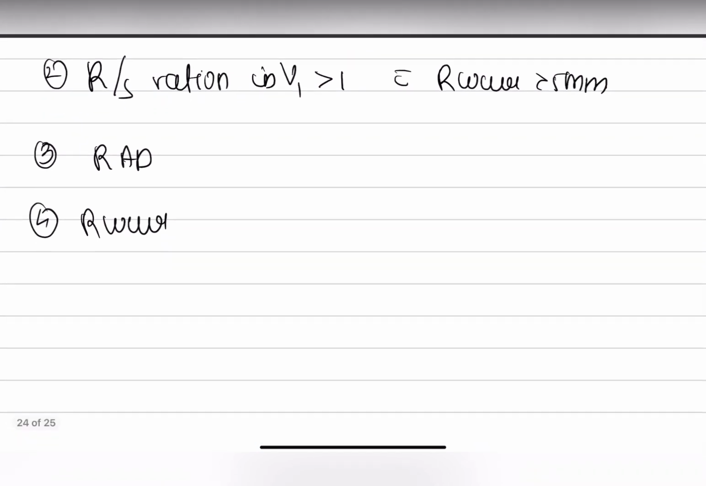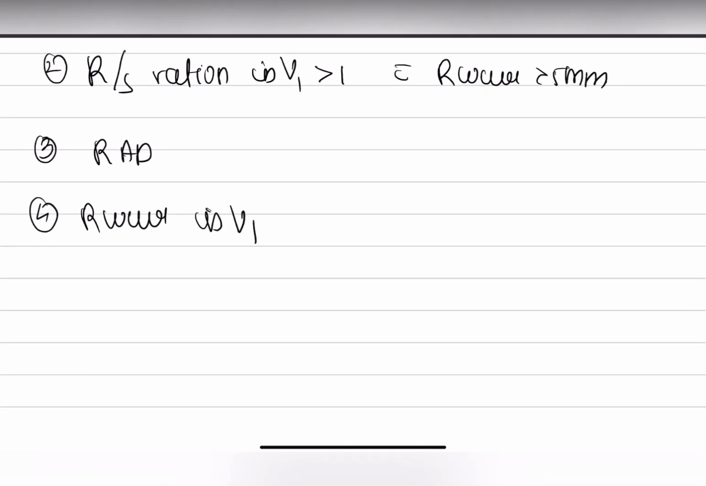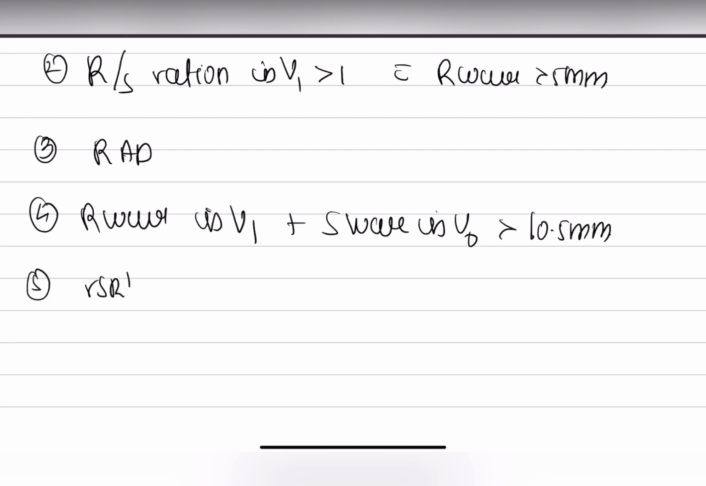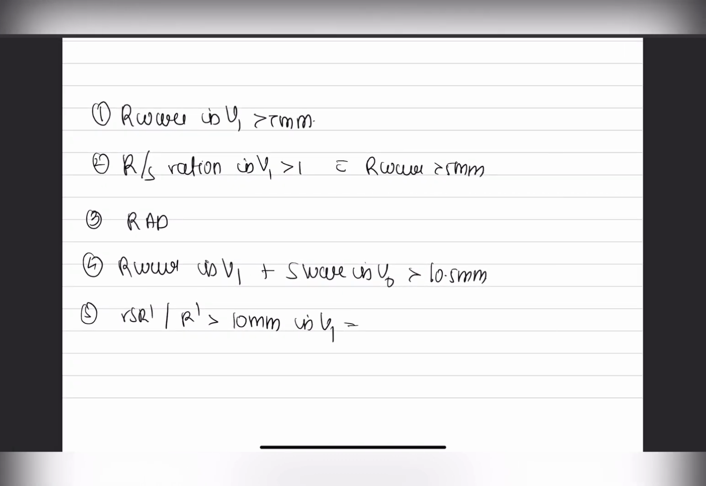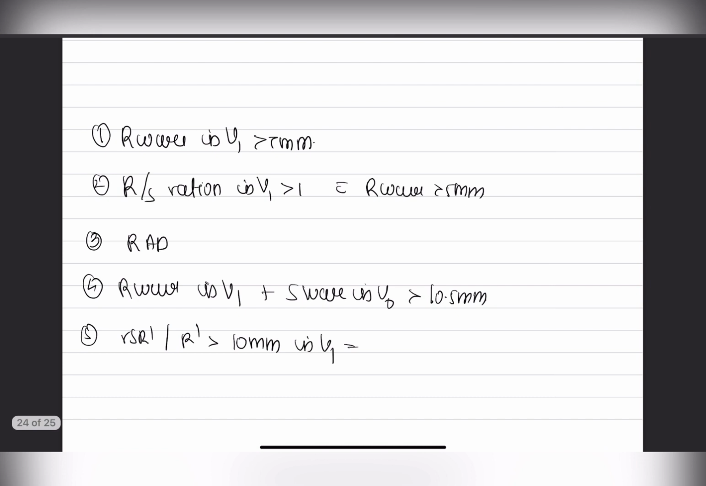Right axis is mainly a supportive criteria. R wave in V1 plus S wave in V6, if it is more than 10.5 mm. Or there is a monophasic RSR' pattern or R' pattern, if it is more than 10 mm in V1, that is also indicative of RVH. So there are 5 points. Basically, normally the R wave in V1 should be a small r.